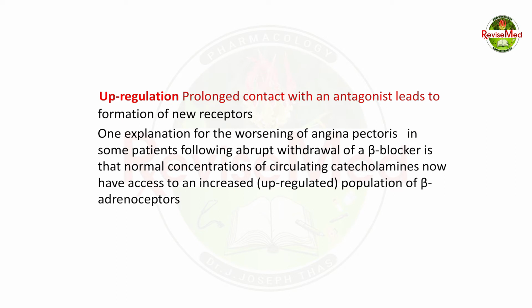Upregulation. Prolonged contact with an antagonist leads to formation of new receptors. One explanation for the worsening of angina pectoris in some patients following abrupt withdrawal of a beta blocker is that normal concentrations of circulating catecholamines now have access to an increased, upregulated population of beta adrenoceptors.